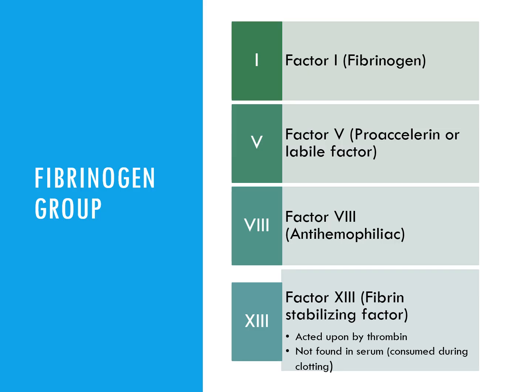The fibrinogen group is our second group of coagulation factors. Factor 1 is also called fibrinogen. Factor 5 is sometimes called proaccelerin or labile factor. Factor 8 is sometimes called the anti-hemophilic factor. It's also called hemophilia A or classic hemophilia. And factor 13 is the fibrin stabilizing factor, and we'll talk about why we call it that later on. All of these factors are acted upon by thrombin, and they're not found in serum.